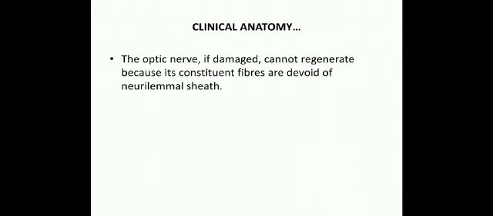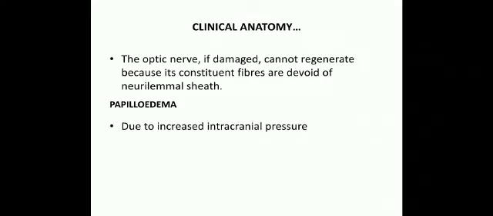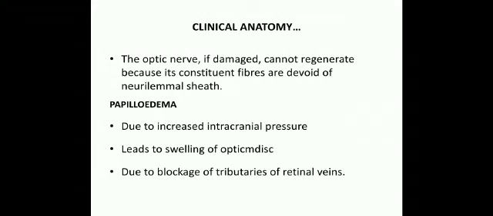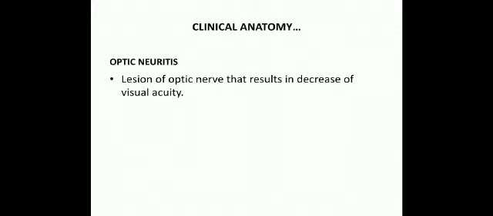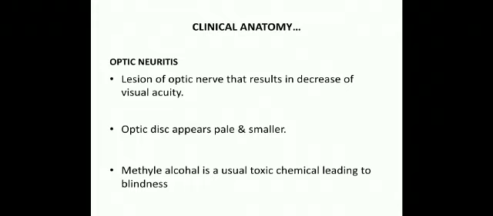The optic nerve, if damaged, cannot regenerate because its constituent fibers are devoid of neurilemmal sheath. Papilledema results due to increased intracranial pressure. It leads to swelling of the optic disc due to blockage of the tributaries of the retinal veins. Optic neuritis is a lesion of the optic nerve that results in decreased visual acuity. The optic disc appears pale and smaller. Methyl alcohol is a usual toxic chemical leading to blindness.